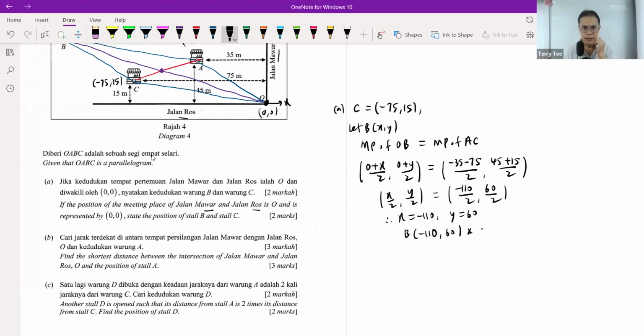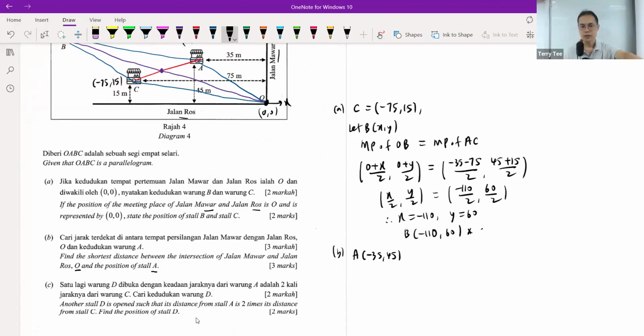Now, next, the question stated that the shortest distance between the intersection of Jalan Mawar and Jalan Ros, which is O, and the position of stall A, you're finding the shortest distance. Okay, actually, they should have just said find the shortest distance between O and A. The shortest distance in this case is just line OA. It's very simple. We need to know the coordinate point A. A is negative 35, 45.